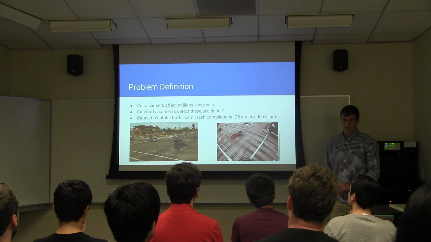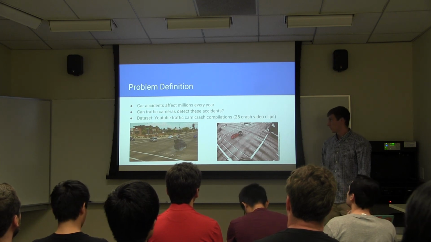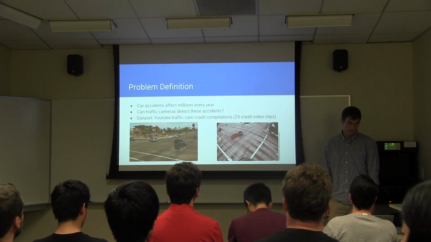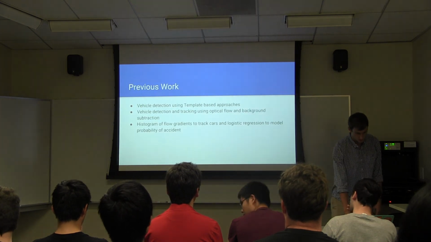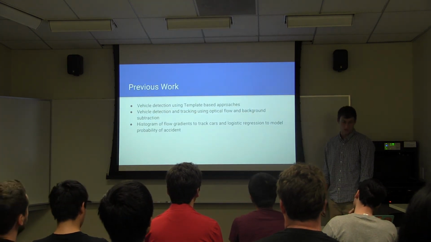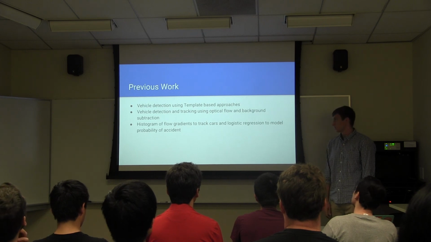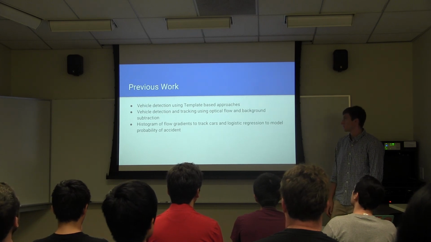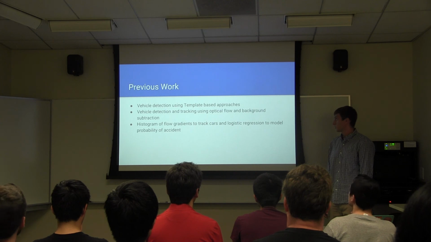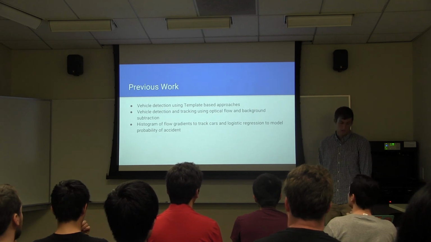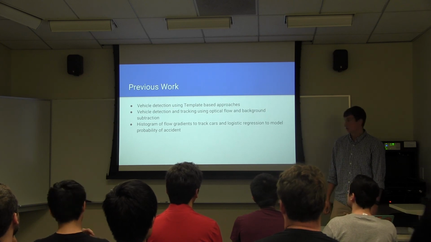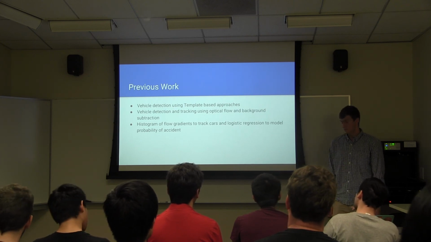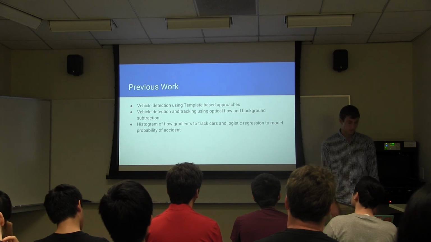For my data set, I used YouTube traffic camera compilation crash videos. There's been a lot of previous work in detecting cars because of the rise of autonomous driving. Some of these approaches have been template-based. Some have used optical flow and background subtraction. One paper I read used histogram of flow gradients to track cars and logistic regression to model the probability of an accident occurring, and these are just a few.